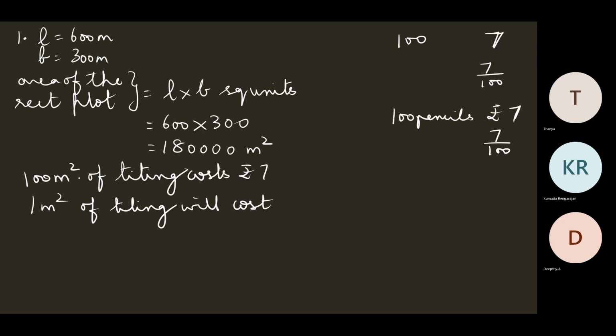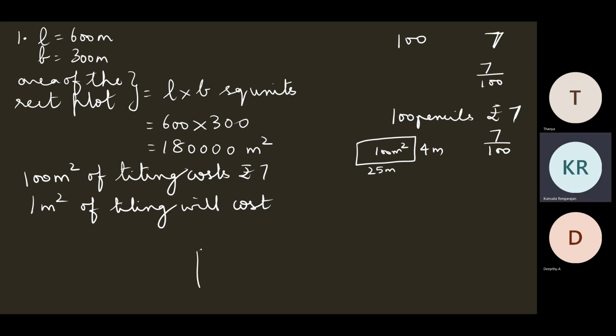Similarly, 100 meter square represents an area. To tile an area of 100 meter square. Now, how can you imagine 100 meter square? Supposing there's a rectangle of length 25 meters and breadth 4 meters. The area of this rectangle is what? 25 into 4, 100 meters square. So to tile this area of 100 meters square, it costs 7 rupees.